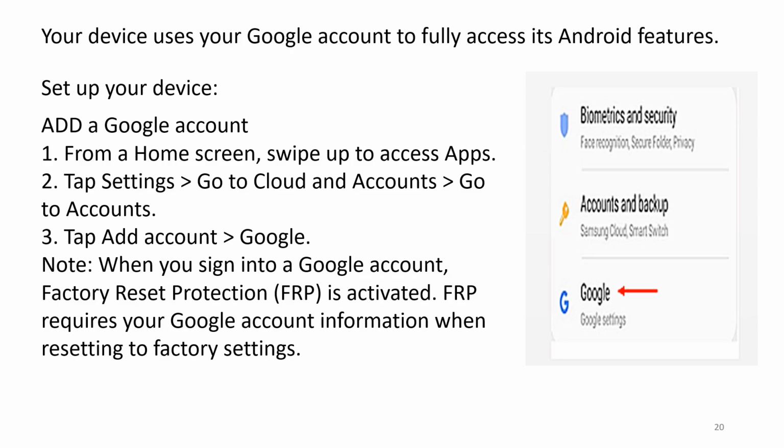Your device uses your Google account to fully access its Android features. Set up your device. Add a Google account. 1. From a home screen, swipe up to access apps. 2. Tap Settings. Go to Cloud and Accounts. Go to Accounts. 3. Tap Add Account, Google. Note, when you sign in to a Google account, Factory Reset Protection, FRP, is activated. FRP requires your Google account information when resetting to factory settings.